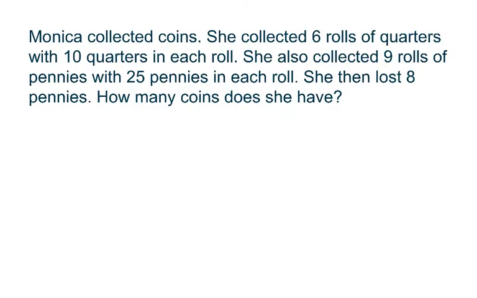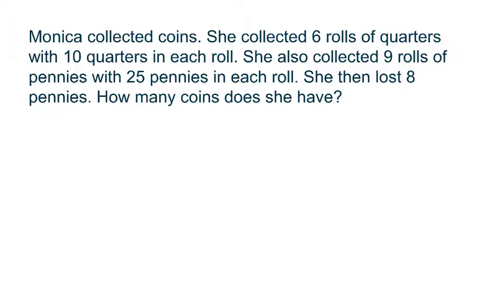Here's our next problem. Monica collects coins. She collects 6 rolls of quarters with 10 quarters in each roll. She also collects 9 rolls of pennies with 25 pennies in each roll. She then lost 8 pennies. How many coins does she have? Go ahead and set up your equation and then solve for how many coins Monica has.